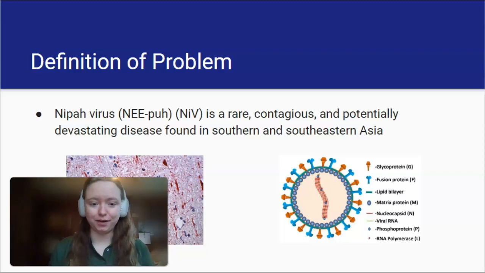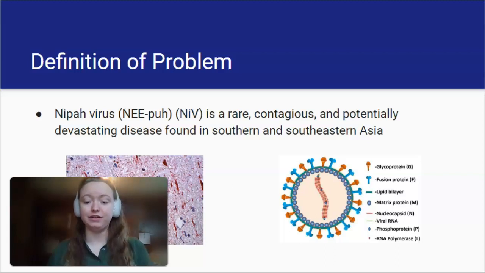First, the definition of the problem. Nipah virus, pronounced Nipah, yes, I initially pronounced it wrong too, is a rare, contagious, and potentially devastating disease found in southern and southeastern Asia. It is highly contagious and has the potential to become a devastating epidemic. According to the World Health Organization, NIV, which is short for Nipah virus, is one of the pathogens on the priority list most likely to cause outbreaks needing urgent research and development action.